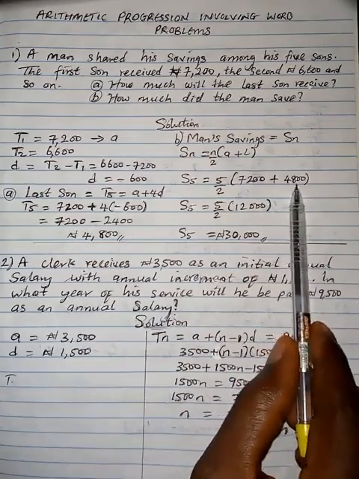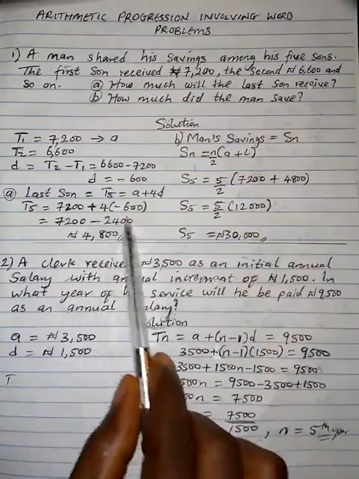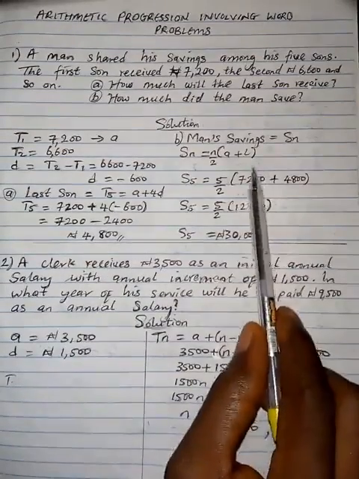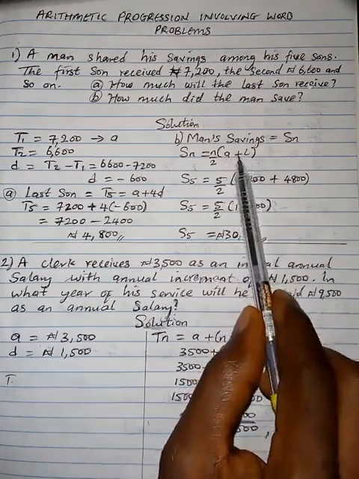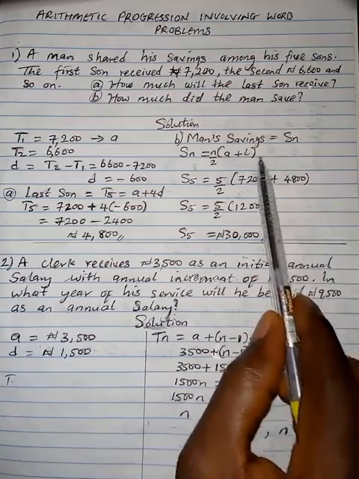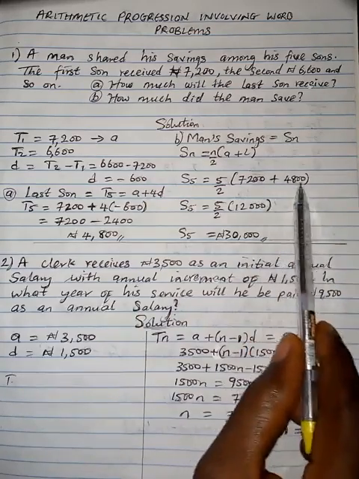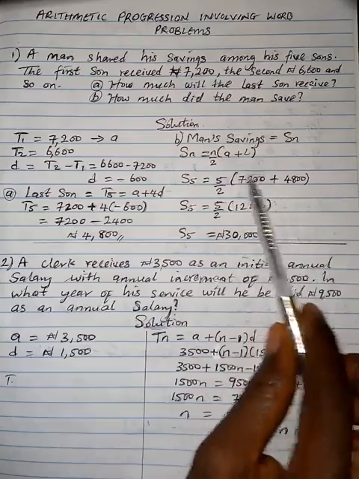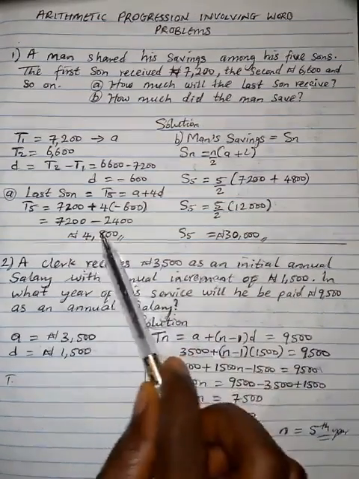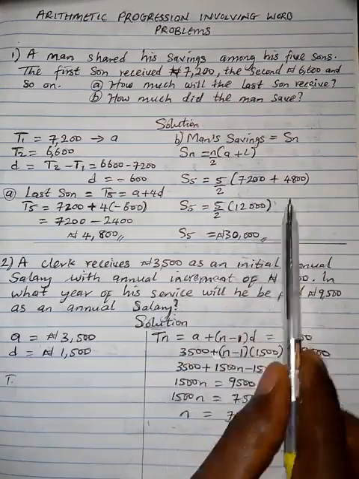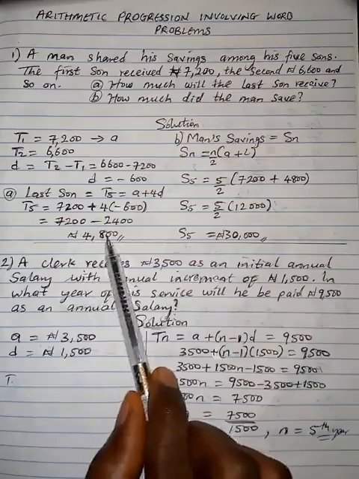Okay, that's 4,800. Had I not been given this last term, I would use the other formula, n over 2 into bracket 2a plus bracket n minus 1 close bracket d. But in this case, since the last term is known, I used this simpler formula. So my last term is 4,800.